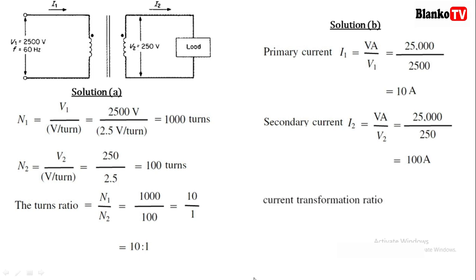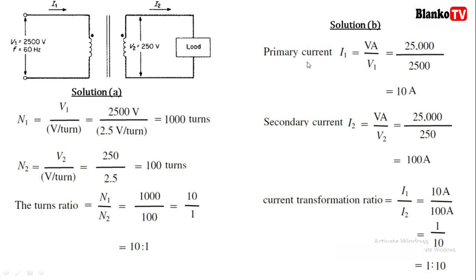So the current transformation ratio is I1 over I2, which is equal to 10 amps over 100 amps. This is also equal to 1 over 10, which is 1:10. So our turns ratio is 10:1, and then our current ratio is also 1:10.